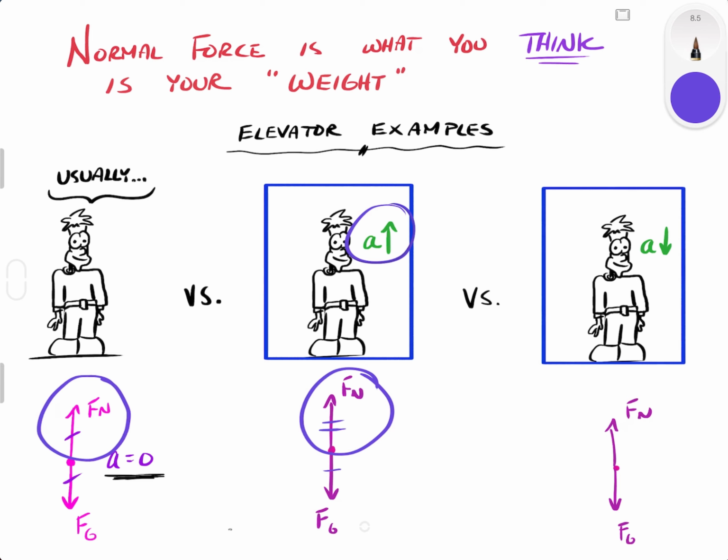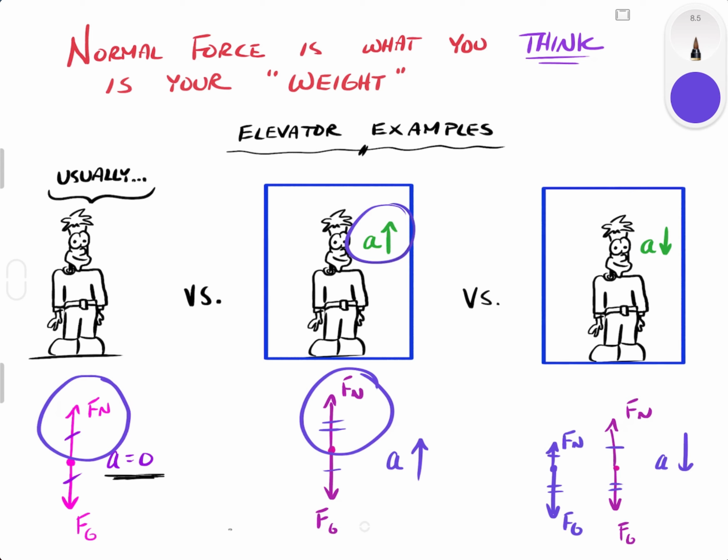Alternatively, if you're going downwards, again, gravity has to be larger than normal force because that's the only way you get downwards acceleration. Just like previously, the only way to get upwards acceleration is if your upwards force is larger. Now again, this does not mean gravity increased, okay? It means that the normal force decreased. So if I wanted to draw this correctly, gravity would be the same size as it was before, but really Fn should be a little bit lower. So I would do something maybe like that. That is the sensation of you feeling lighter.